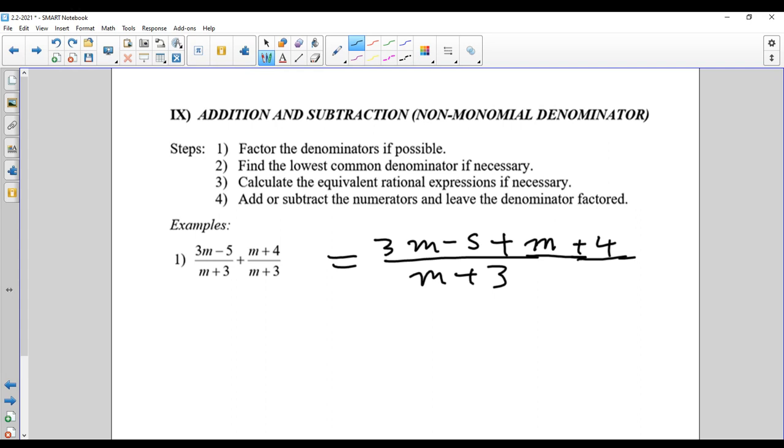So let's just simplify now. 3m plus m is 4m. Minus 5 plus 4 is minus 1 over m plus 3. But I'm going to tell you right now, there is a restriction. I'm not even going to ask if there is one. I'm going to say there is one. There is a restriction. Let me see what Jahim thinks.